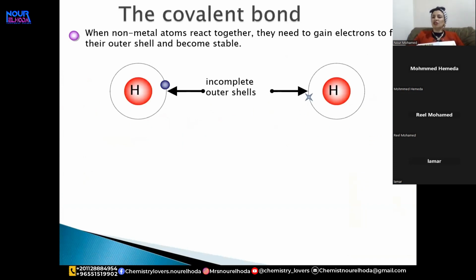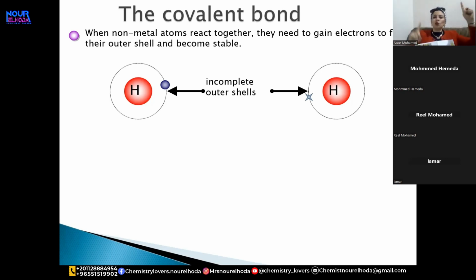Why do elements do covalent bond? Again, because they need to have a full outer shell. If I'm checking, let's say, hydrogen and hydrogen are non-metals. Take care, hydrogen is having one electron only, but it's a non-metal, as I said, it's an exception. So if this is the first hydrogen, it has only one electron. With this hydrogen, again, it's having one electron.